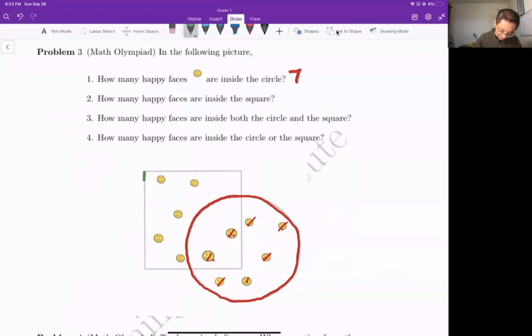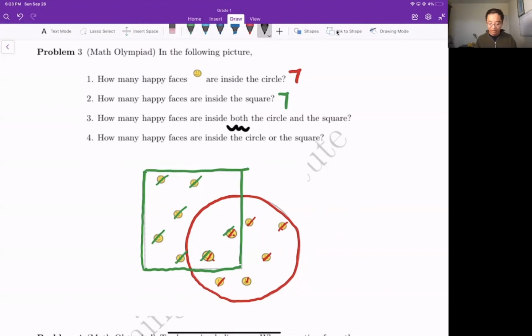Now, the second question, how many happy faces are inside the square? All right, so let's draw the square. So this is the square. So how many are inside the square? 1, 2, 3, 4, 5, 6, 7. Again, it is 7.